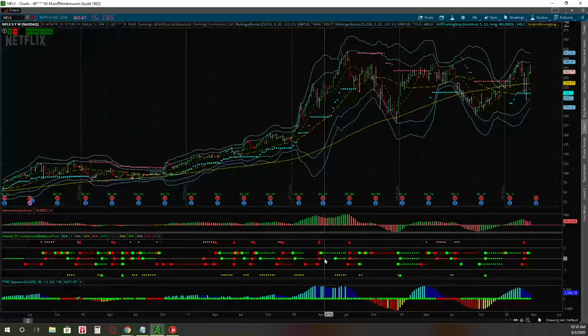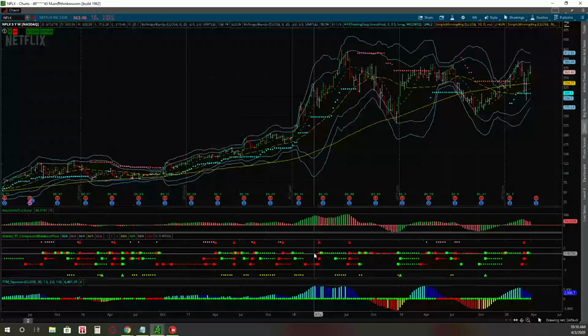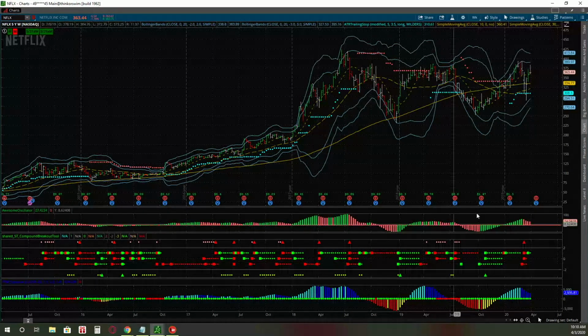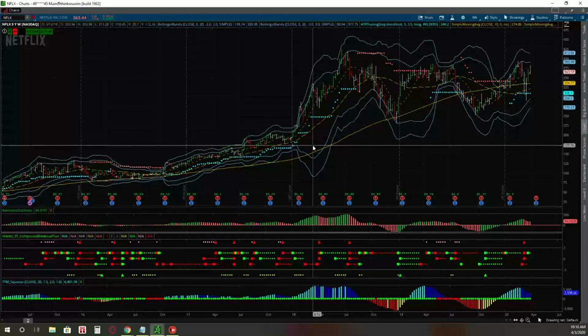Everything else, this is the normal squeeze here. So everything else you can get on Thinkorswim. The squeeze, depending on your platform, you may have to pay for that. But if you have Thinkorswim, it's one that Thinkorswim actually pays for all their users. So it's already on there for you guys for no charge.